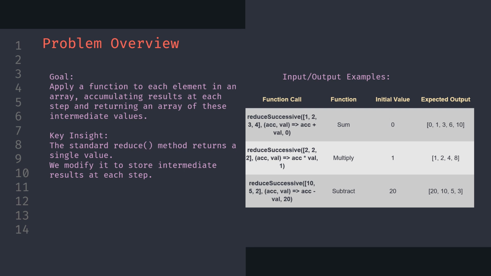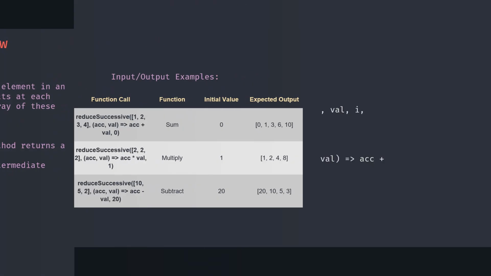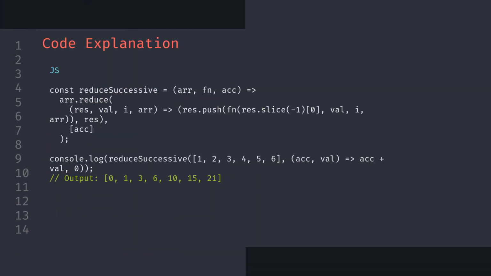This function tracks all intermediate results of reduce, making it useful when we need step-by-step calculations instead of just a final value. This function uses reduce to process each element while storing results in an array.